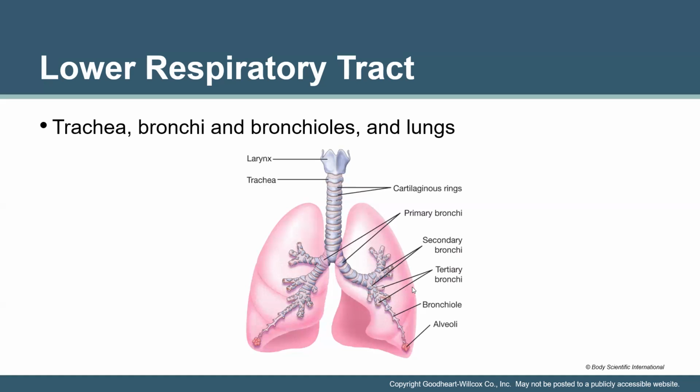Off of the tertiary bronchi, we have what's called a bronchiole. Okay, and at the ends of the bronchiole, we will have the growth of what's called the alveoli. The alveoli are the place where the respiratory division of the respiratory system begins, meaning this is where gaseous exchange takes place.